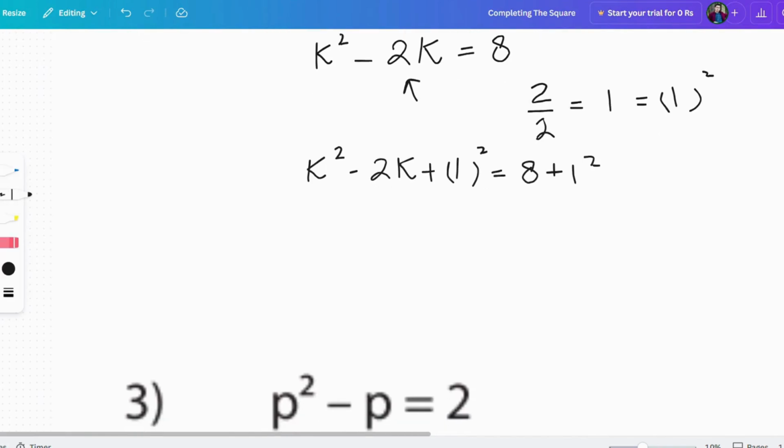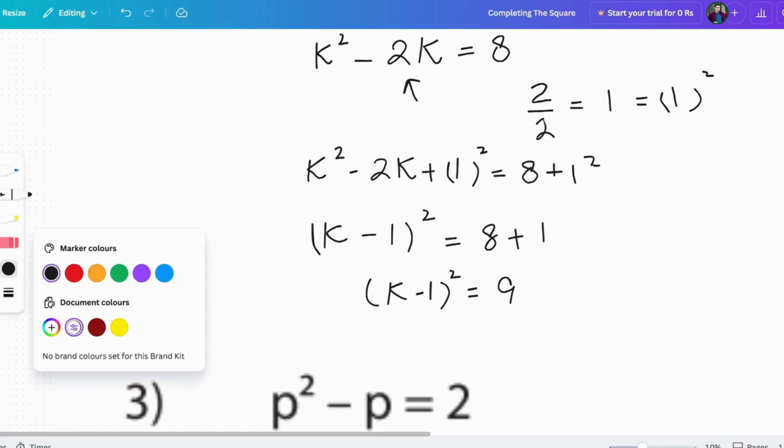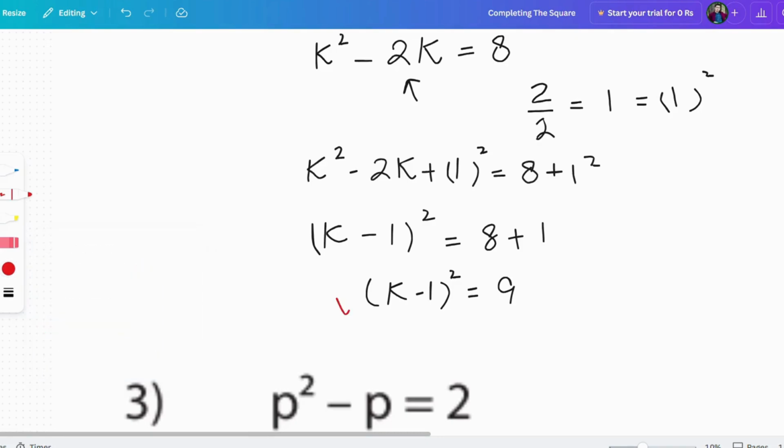So as we can see, it's a square now, so we can write it down as k minus 1 whole square is equivalent to 8 plus 1. Alright, so k minus 1 whole square is equivalent to 9. Now after that, I will take the radical on both sides. So it will become k minus 1 equals plus minus 3.